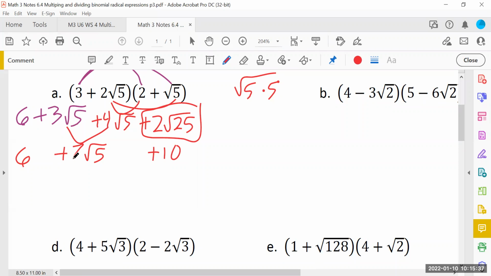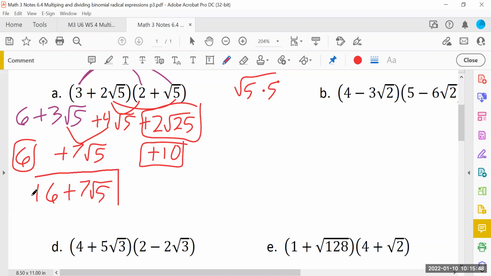So those two, 3 and 4 make 7. 6 and 10, I can add those together. I'm just going to combine like terms. 6 plus 10 is 16 plus 7 root 5. That is my answer.